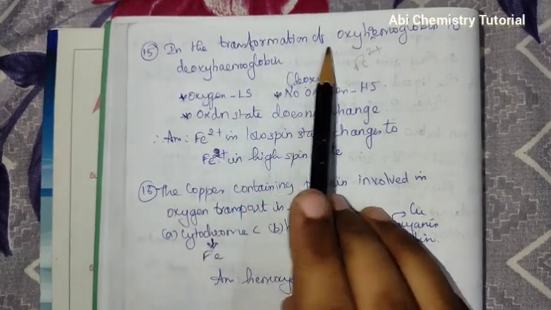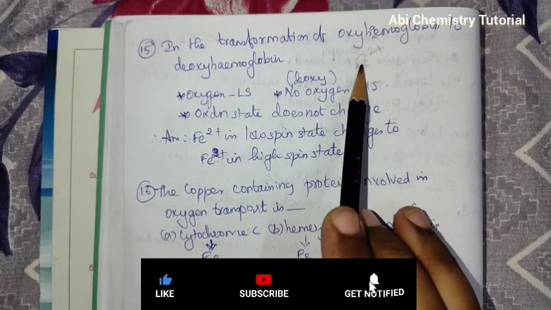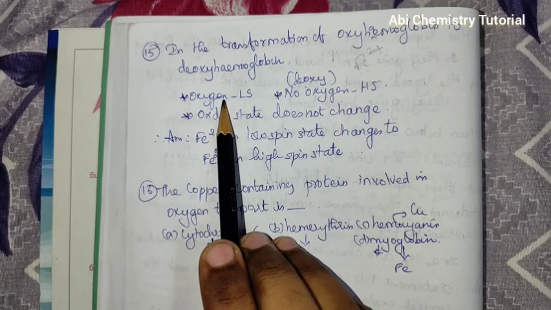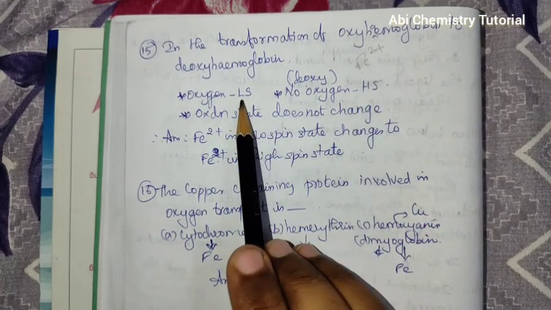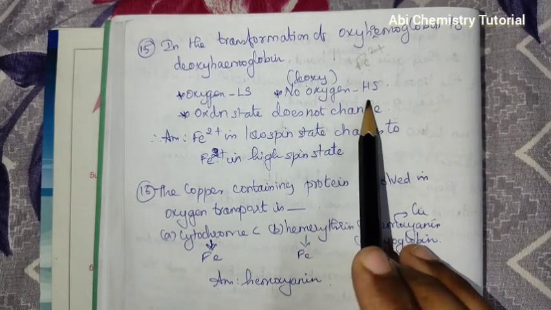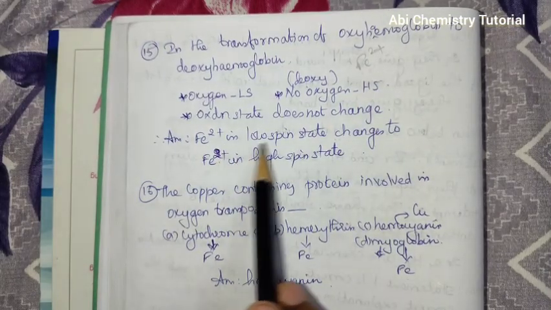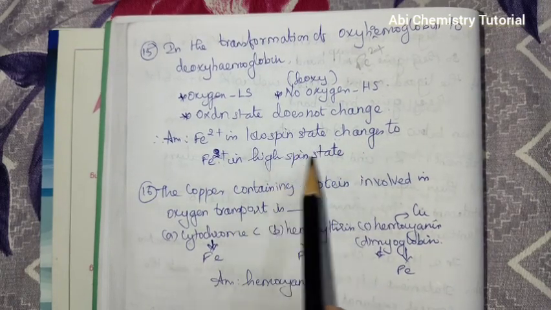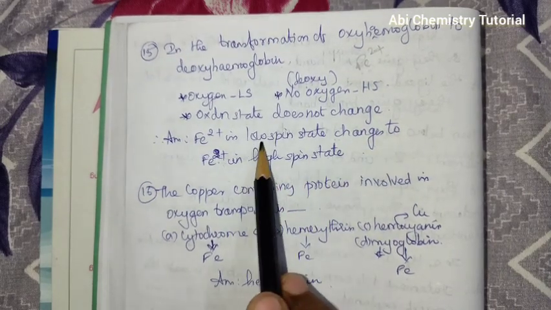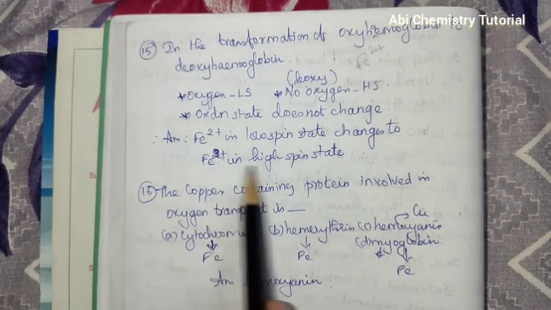15th question, the transformation of oxyhemoglobin to deoxyhemoglobin. In hemoglobin, the central metal atom is Fe2+ in the porphyrin ring. If oxygen is present, the Fe2+ will be in the low spin state, and if there is no oxygen, then the Fe2+ ion will be in the high spin state, but the oxidation state will remain constant. So the answer is Fe2+ in low spin state changes to Fe2+ in high spin state when oxyhemoglobin is converted to deoxyhemoglobin. So in oxyhemoglobin, Fe2+ is in low spin state, and in deoxyhemoglobin, Fe2+ is in high spin state.